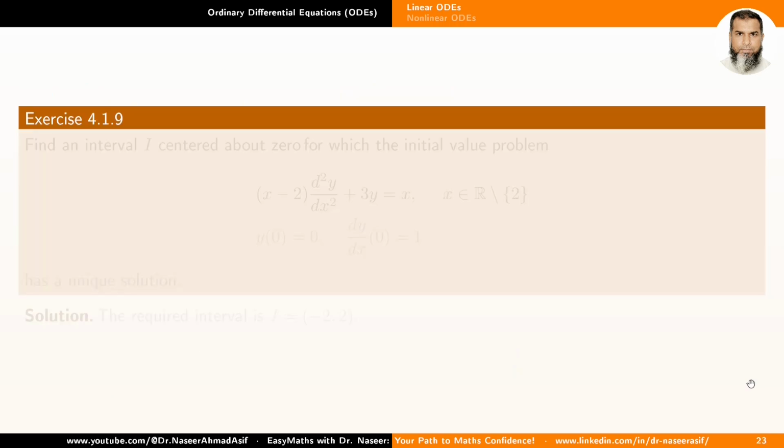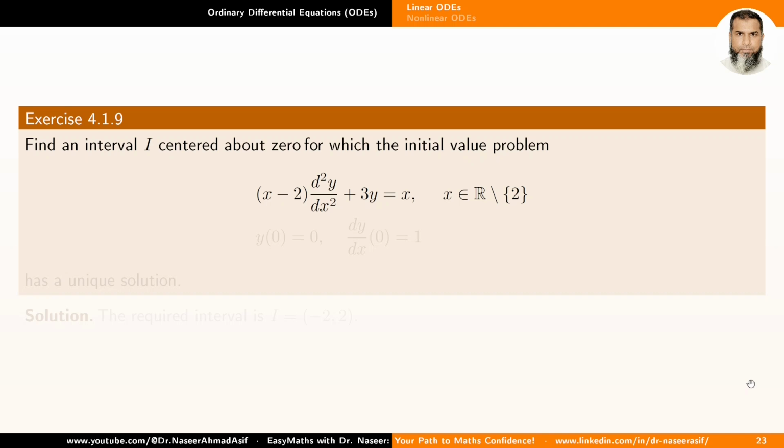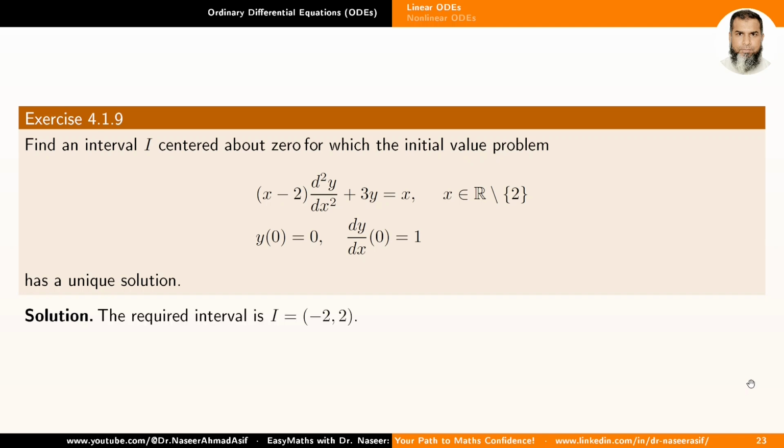Let's see another exercise. Find an interval centered about 0 for which the initial value problem (x − 2) d²y/dx² + y = x, where x belongs to R other than 2, and y(0) = 0 and dy/dx at 0 is equal to 1, has a unique solution. Well, see solution. The required interval is I = (−2, 2), open interval.